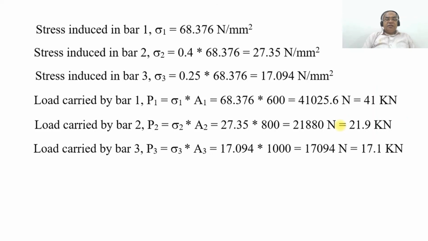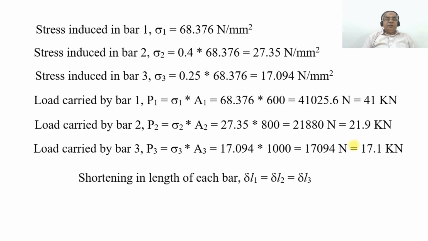Similarly, load carried by bar 3, which is P3, is equal to sigma 3 into A3. So you know the value of sigma 3 is 17.094. You substitute that into the area of bar 3, which is 1000. So that will be equal to 17,094 Newton, which will be equal to 17.1 kilonewton.